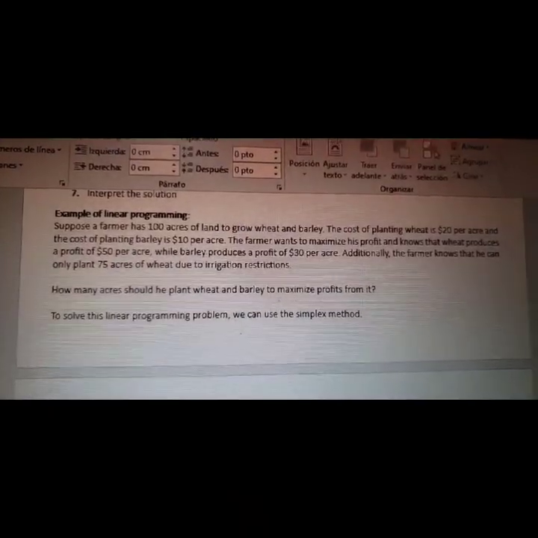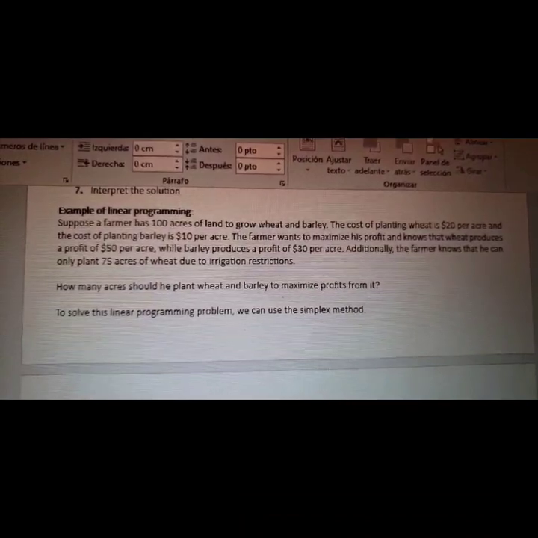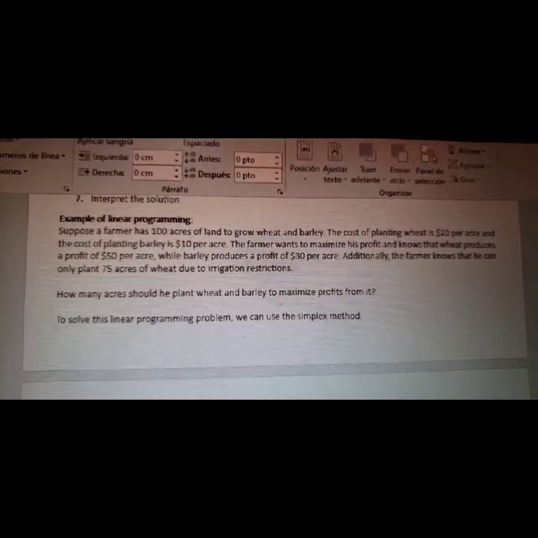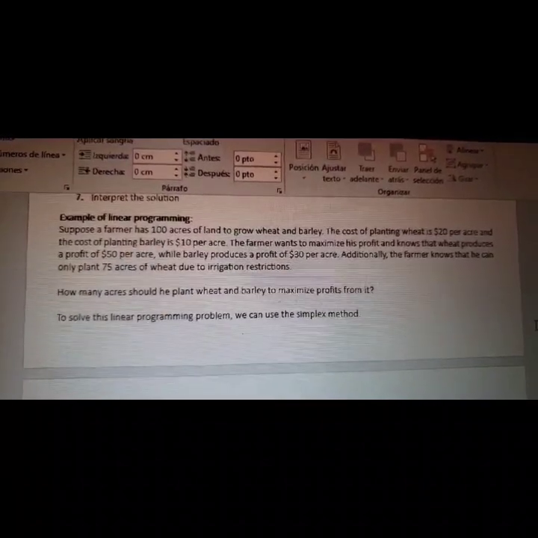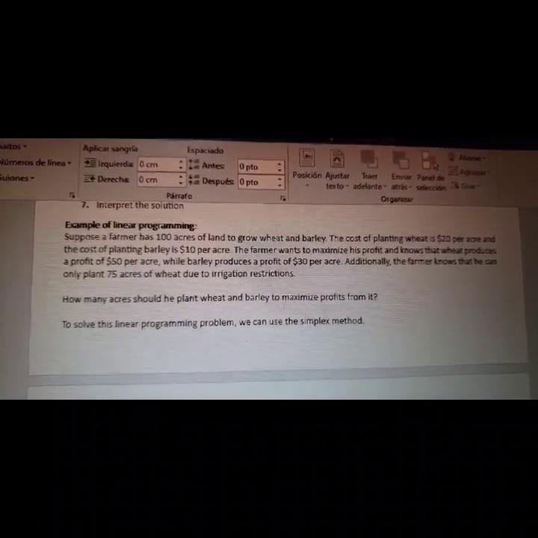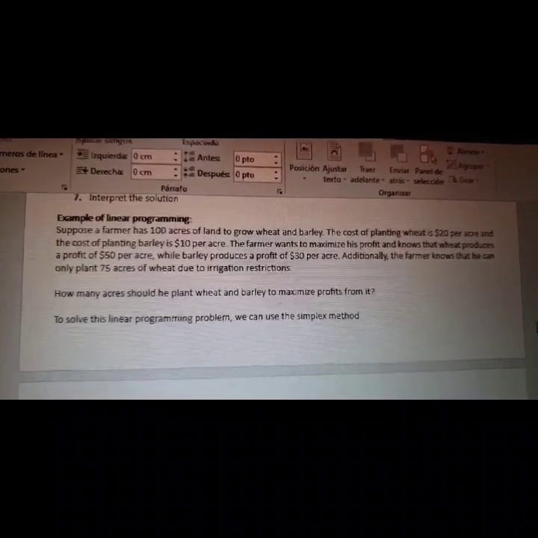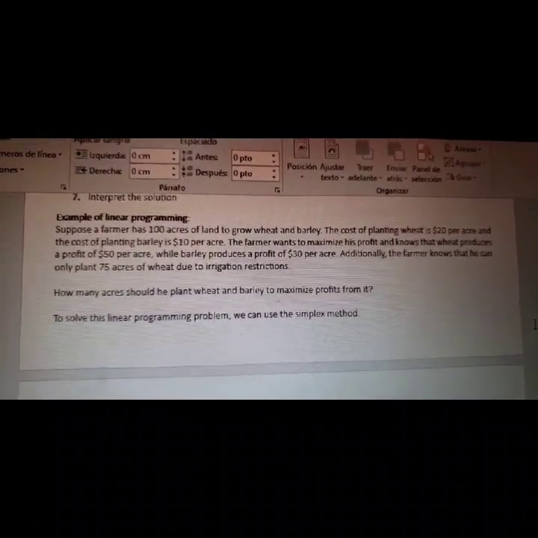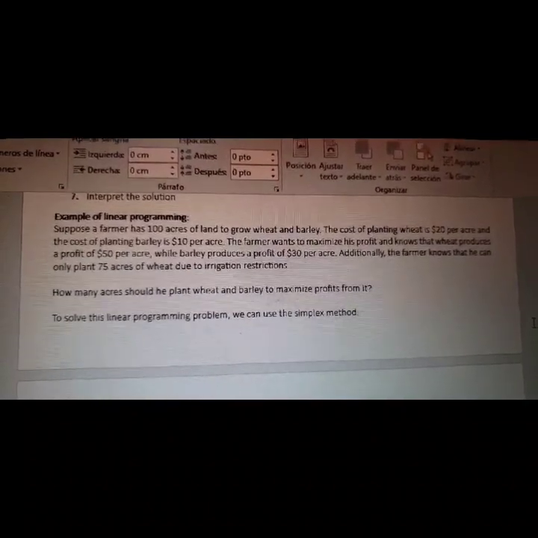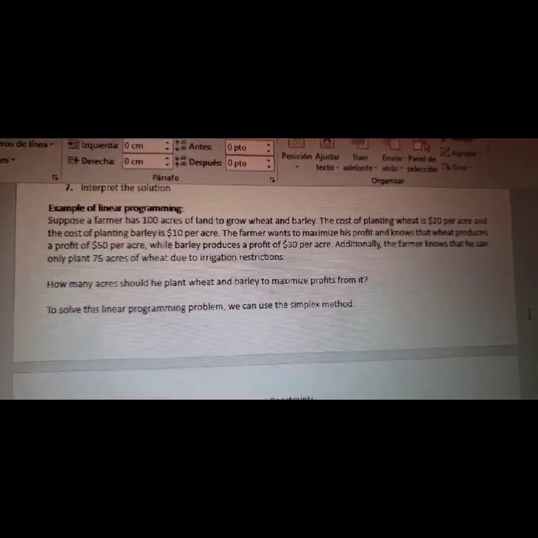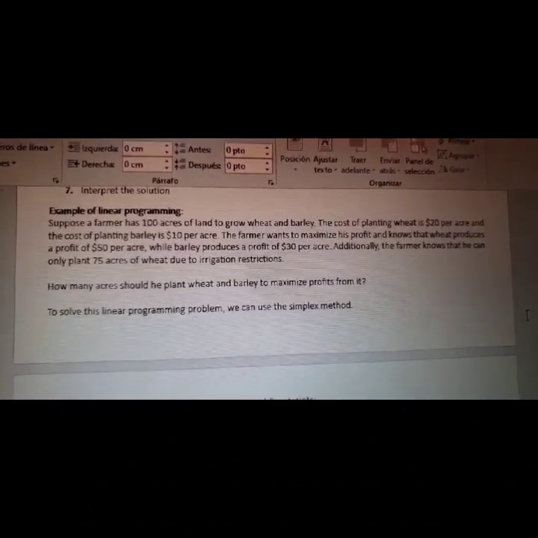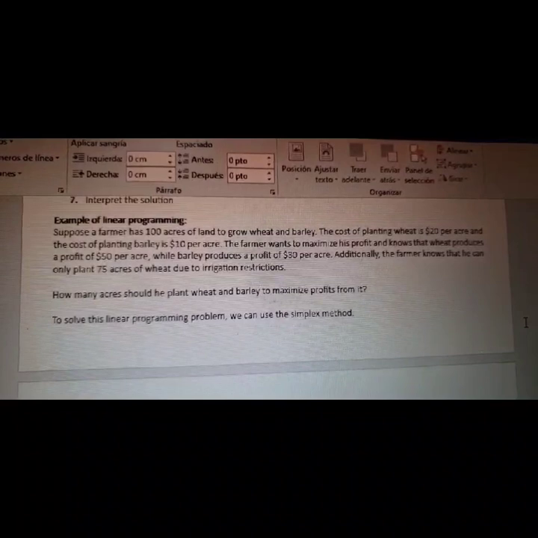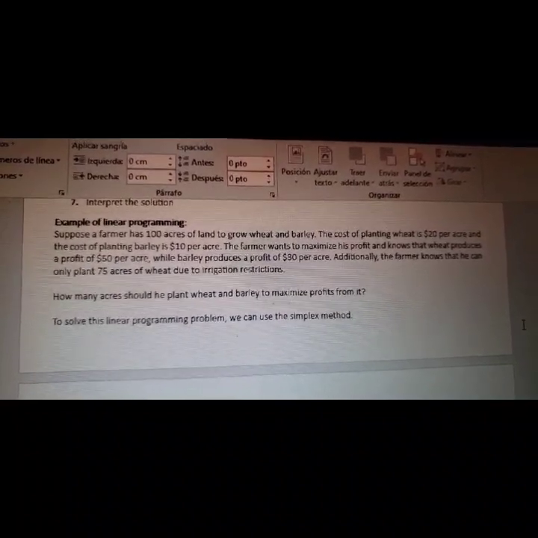Example: suppose a farmer has 100 acres of land to grow wheat and barley. The cost of planting wheat is 20 per acre and the cost of planting barley is 10 per acre. The farmer wants to maximize his profit and knows that wheat produces a profit of 50 per acre, while barley produces a profit of 30 per acre. Additionally, the farmer knows that he can only plant 75 acres of wheat due to irrigation restriction. How many acres should he plant of wheat and barley to maximize profits from it?